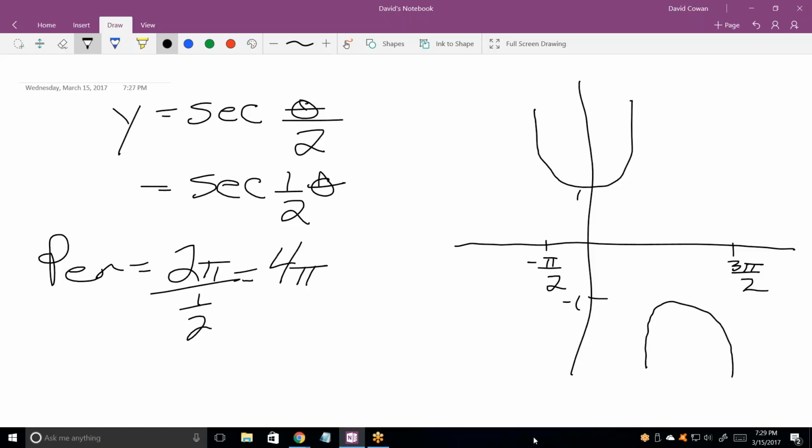And what that means is I'm horizontally stretching it. But I'm not moving the whole curve to the right. I'm horizontally stretching it, which is like this. And it's going to go from minus pi to 3 pi.